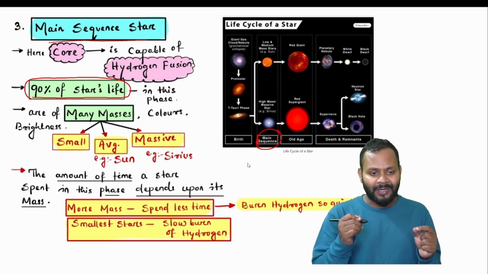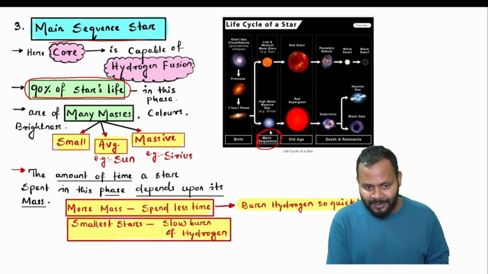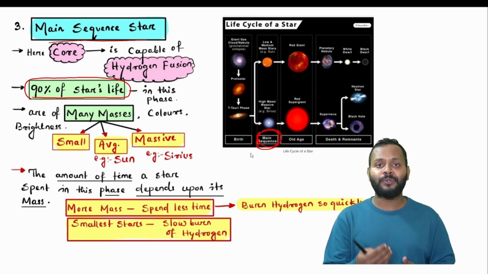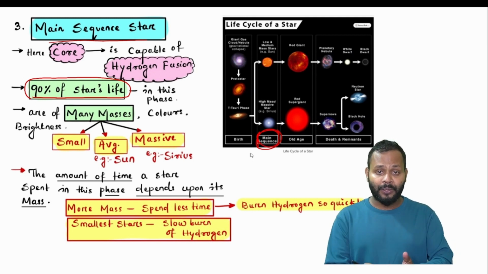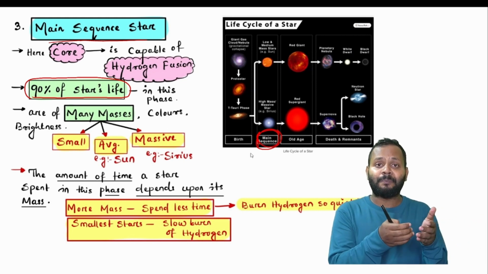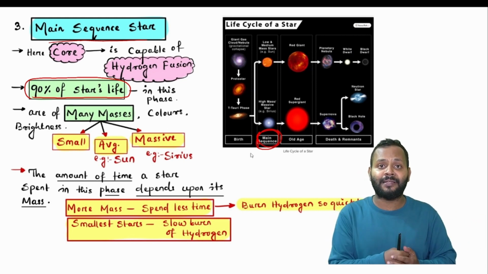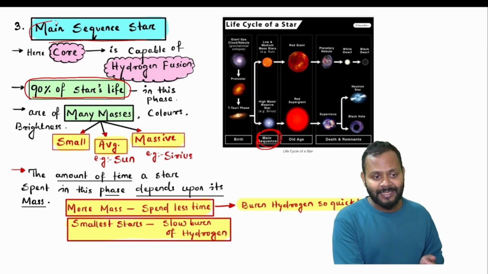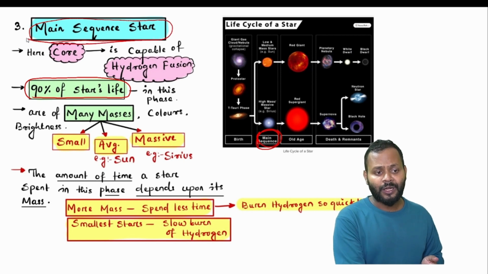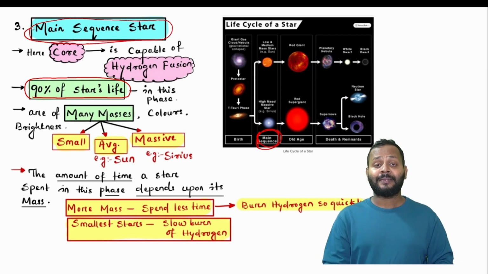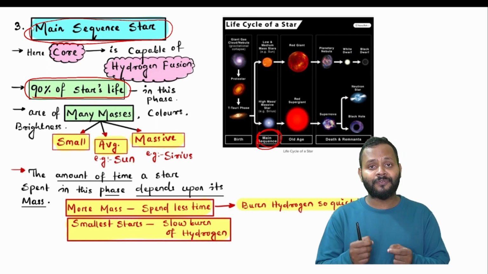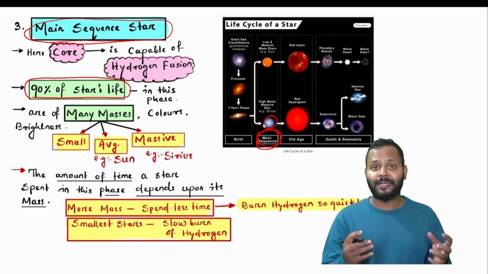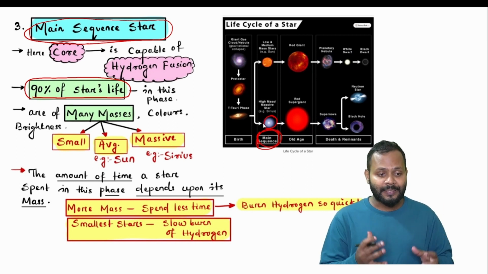Now what happens exactly in this particular phase? The nuclear or hydrogen fusion reaction has already started, because in the previous phase the temperature had already reached 10 million Kelvin. In the main sequence star, hydrogen fusion happens continuously, and that continuous hydrogen fusion makes the star shiny. You can see the star looking shiny in this period.